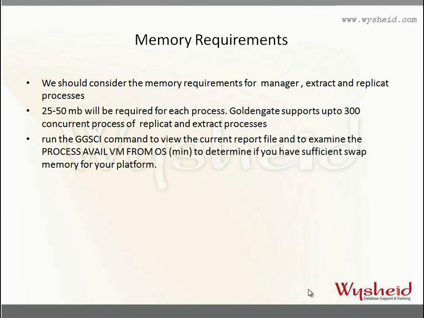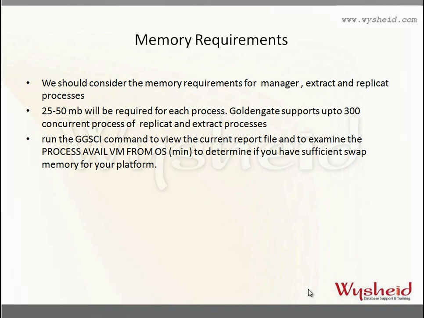Memory requirements. When we consider the memory requirements, we should consider the memory requirements for manager process, extract process and replicat process. We can say that around 25 to 30 MB will be required for each process, and Golden Gate supports up to 300 concurrent replicat and extract processes. So we can say that a maximum supported system should be having 300 into 50 plus the memory requirement for the manager. So we can say that 300 into 50 plus another 50.